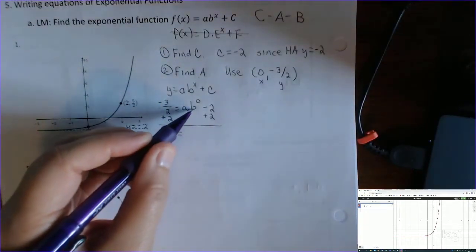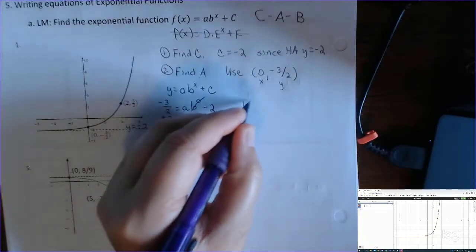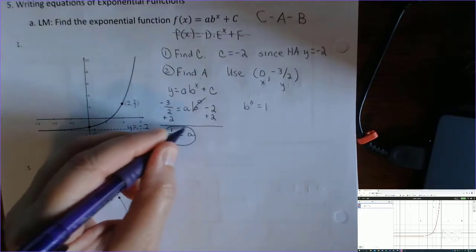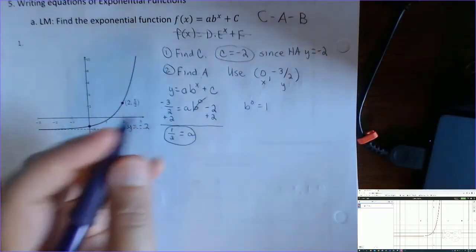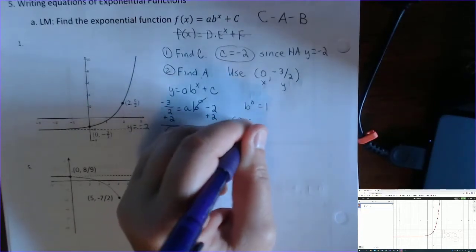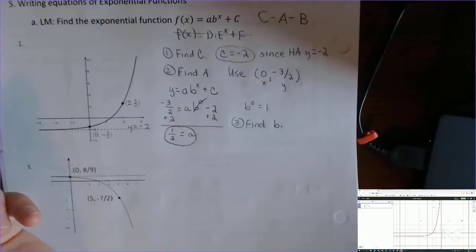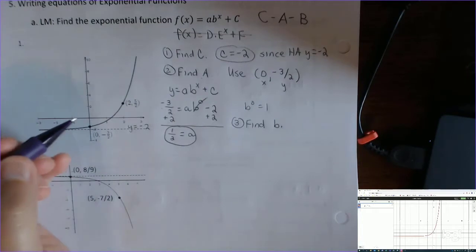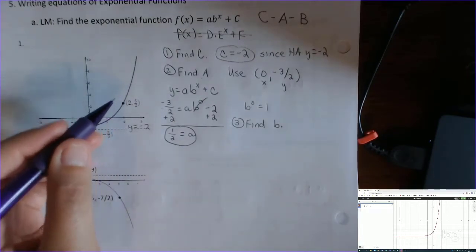Alright, now the trick here is b to the 0, remember, is 1. B to the 0 equals 1. So that just leaves us with a. So a is 1/2. So we have c, we have a, now we need to find b. It's usually the hardest algebra. So what we're going to do to find b is just pick another point, and the point that they've given us is 2, 5/2. You might have to pick it yourself.